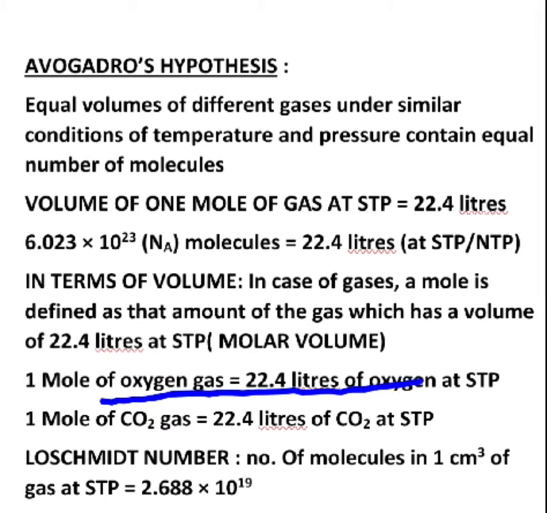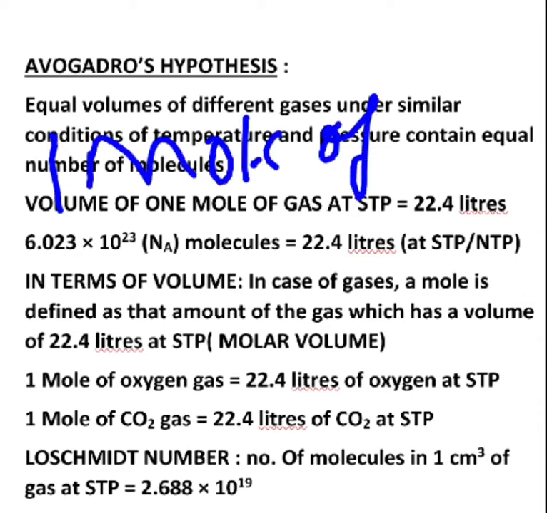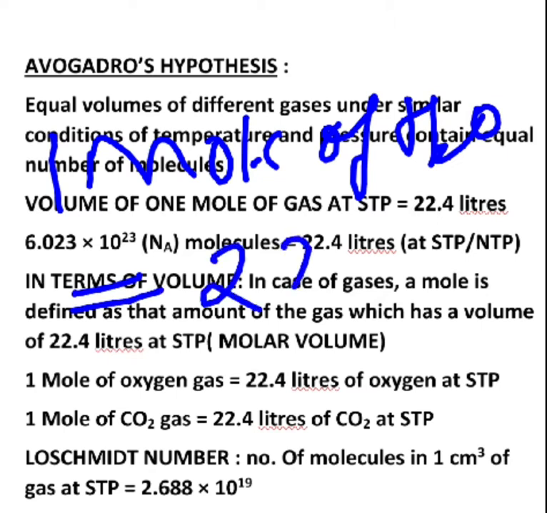This is a true thing. So 1 mole of oxygen gas is equal to 22.4 liters of oxygen. Similarly, if I consider 1 mole of carbon dioxide gas, it's also equivalent to 22.4 liters of carbon dioxide at STP conditions. Can I say 1 mole of water? Say I consider 1 mole of H2O. Can I say it is equivalent to 22.4 liters?